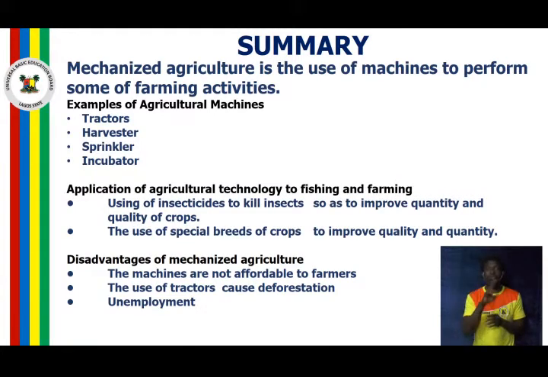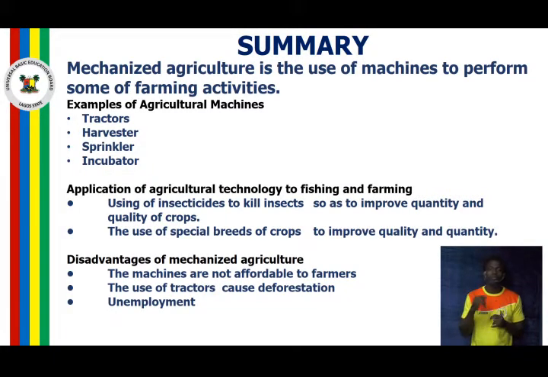In today's lesson, we have successfully discussed what mechanized agriculture is. Mechanized agriculture is the use of machines to perform some of the farming activities. We talked about examples of agricultural machines: tractors, harvester, sprinkler, incubator, and so on. And we talked about the application of agricultural technology to fishing and farming, using insecticide to kill insects, and using special breeds of crops to improve quality and quantity. We also discussed disadvantages of mechanized agriculture. One, the machines are not affordable to farmers. Two, the use of tractors causes deforestation. And three, unemployment.